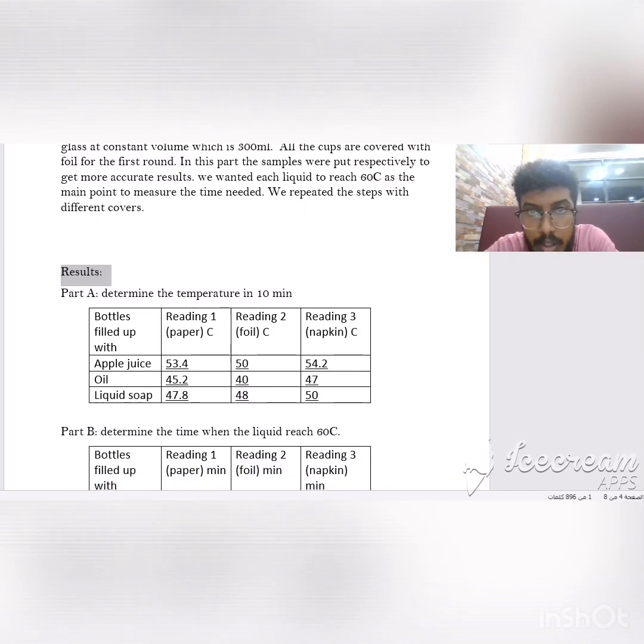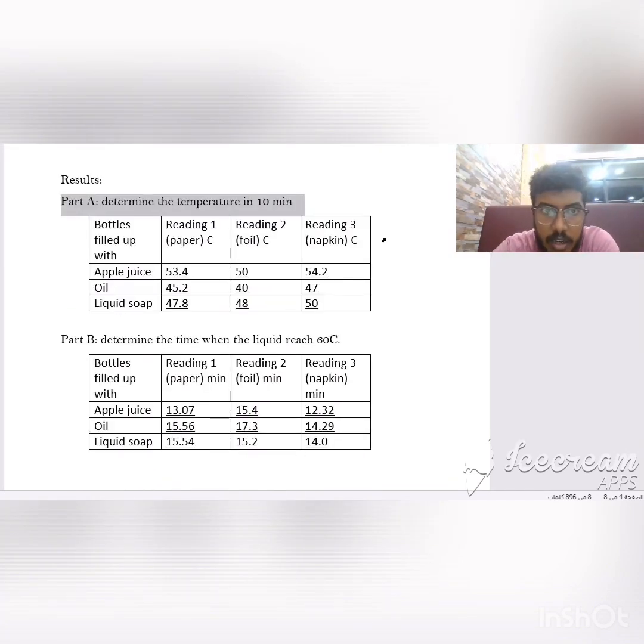We can see here our data for part A, which is to determine the temperature in 10 minutes, and part B is to determine the time when the liquid reaches 60 Celsius degrees. So we have the readings, and I think there's quite a difference between each one of them. So here is the data of our experiment.